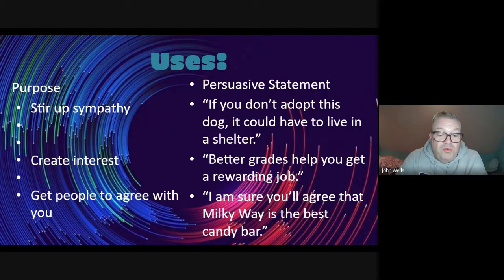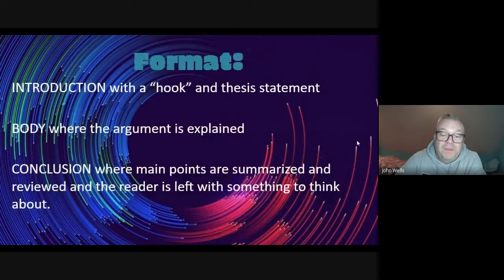Do we want it to create interest? We want to get people engaged and excited. So we want to move them from "meh" to "whoa." Better grades will help you get a rewarding job. Again, we're trying to say if you do this, then you will get this, and we're trying to prove that. We're trying to get people to buy into that belief, and to agree with us, not just disagree, but to agree. And I'm sure you'll agree that Milky Way is the best candy bar. I'm a Snickers man myself, or a Hershey's, but hey, everybody likes a little something different there.